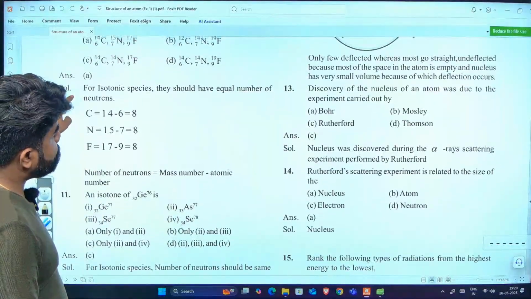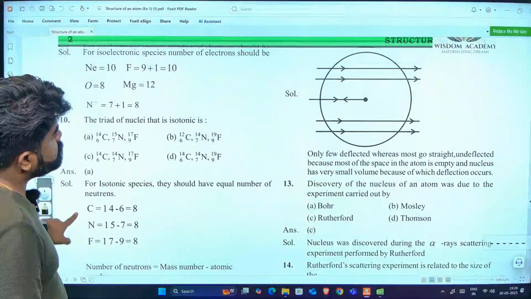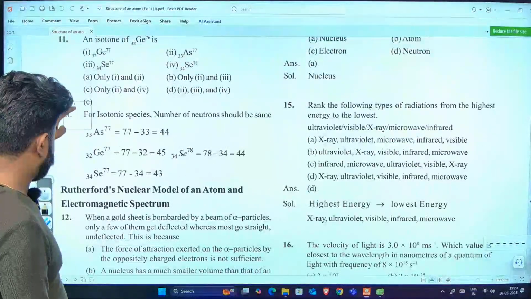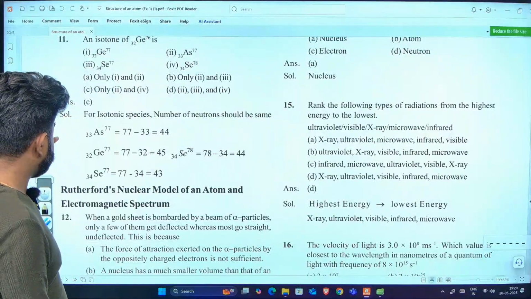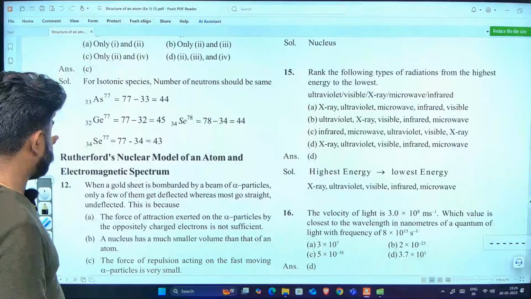Okay, then let's go to this question. Let's go to the question based on Rutherford's nuclear model.